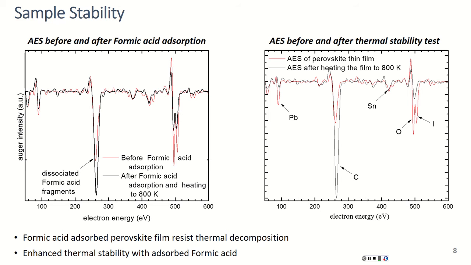And we did similar thermal ramps with a bare perovskite film without the adsorbed formic acid layer. When we heat those perovskite layers without the formic acid adsorbed layer, the perovskite structure seems to be destroyed after those thermal ramps. So that means the adsorbed formic acid layer has introduced some kind of stability for this perovskite structure.